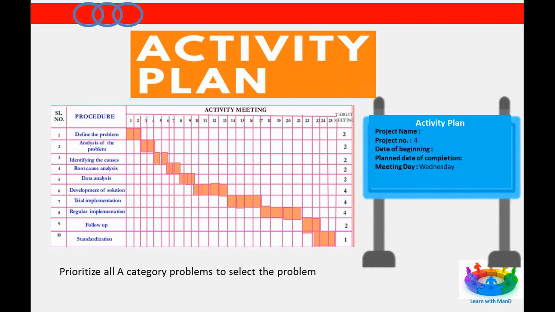After selecting the problem from a Pareto chart, make an activity plan for your whole quality circle in the format shown in the video. You can use your own format also. Make an activity plan for how much time you are going to take to complete each step.